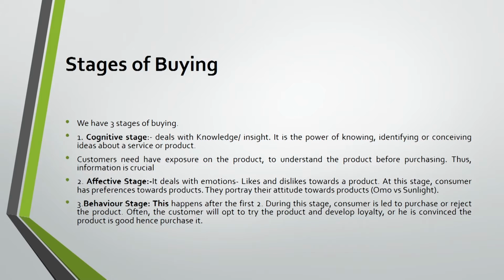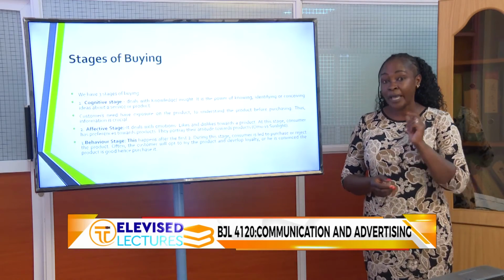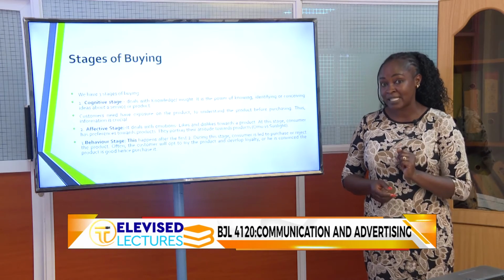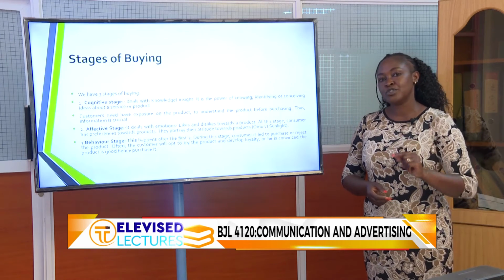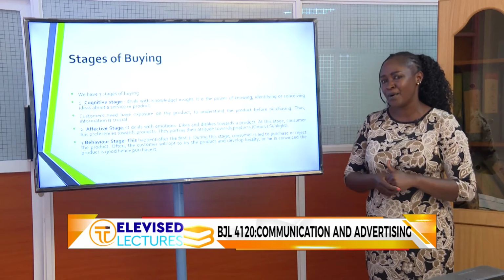So from there, we look at the stages of buying briefly, because we'll be dealing with them later as we proceed. And there's one, the cognitive stage. And why we are looking at these, the stages of buying, it is because we are communicating to our target audience. Our aim, our goal is to make sales. So we need to communicate to them so that they can buy our product. So what will make these people buy our product?